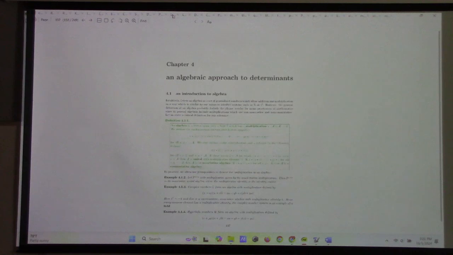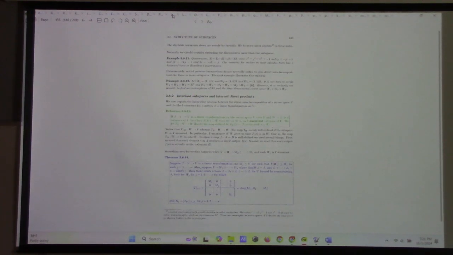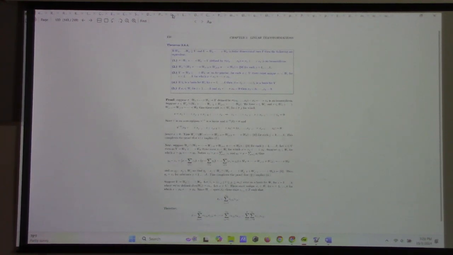Which one? Zorn's lemma. You can't prove Zorn's lemma. That's funny.